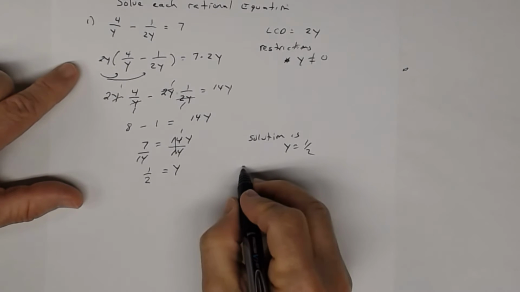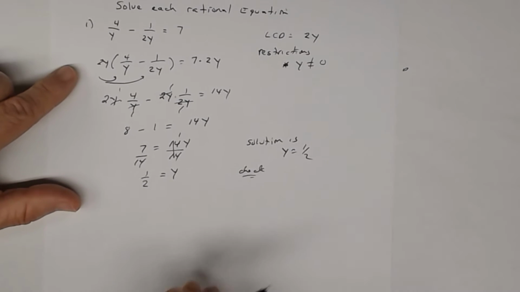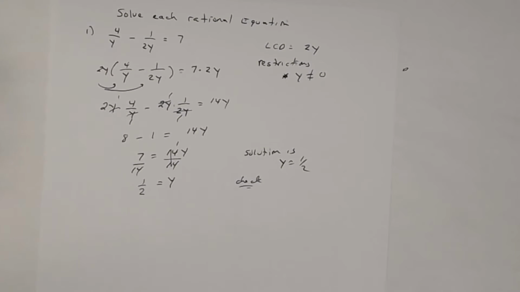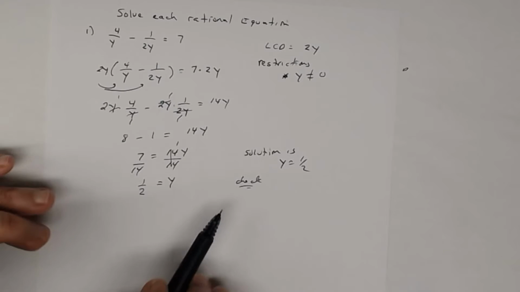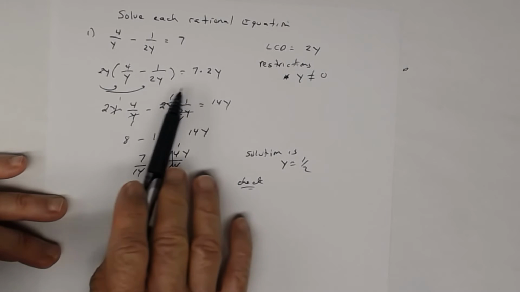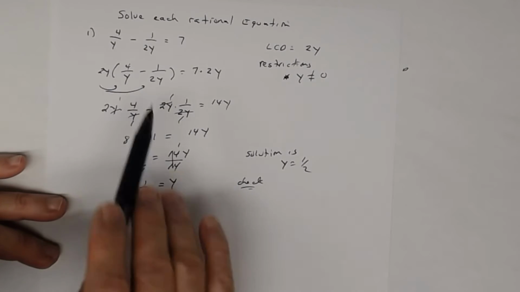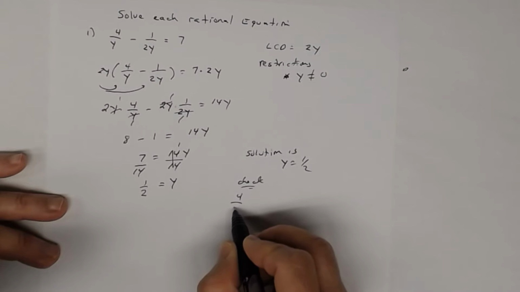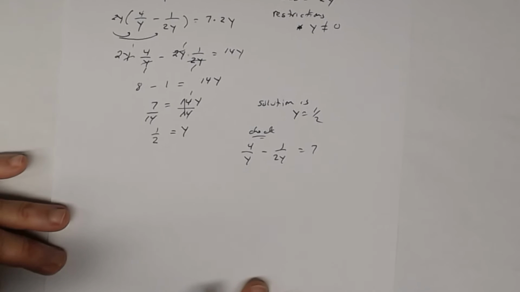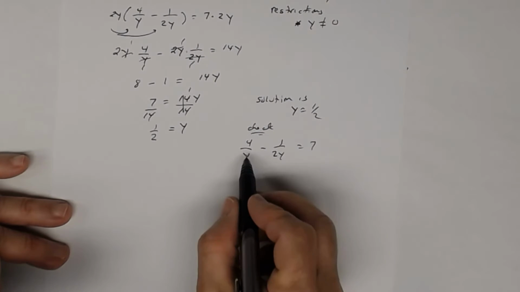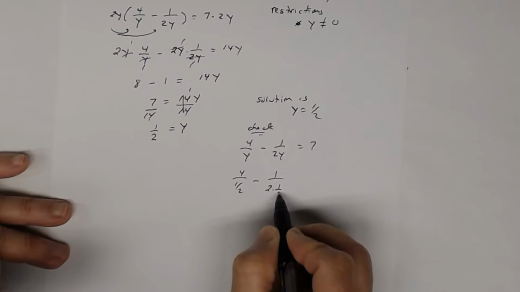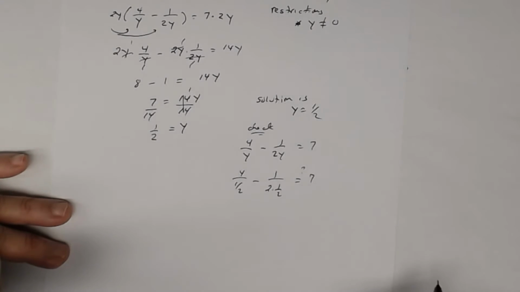All right. Now you can always check your work, and I'm not going to have time to check the solutions for all of these because of the time. But basically, remember, you have to go back to the original equation to check your solutions. All right, because you could have made a mistake anywhere along the way. So always go back to the original. So here's the original: 4 divided by y minus 1 divided by 2y equal 7. So in place of y, I'm going to substitute 1/2. So I get 4 divided by 1/2 minus 1 divided by 2 times 1/2. And I want to see if that's going to equal 7.